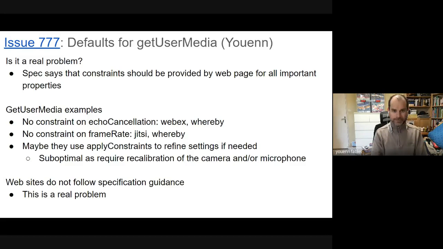Will that work? If a user agent is doing it, and that's fine, currently it can do it, it will be a terrible user experience. I haven't looked at whether they're using applyConstraints later on. Maybe these websites are doing getUserMedia, then applyConstraints. I don't know. I just did a quick check there on macOS Safari. But anyway, even applying constraints later on would be suboptimal, as it would require recalibration of the camera, the microphone.